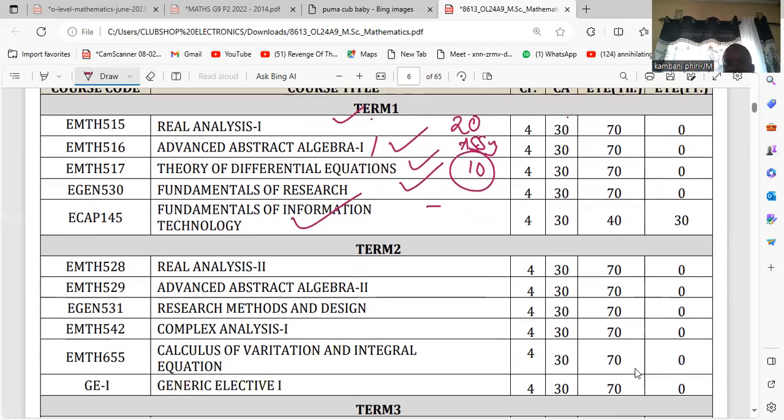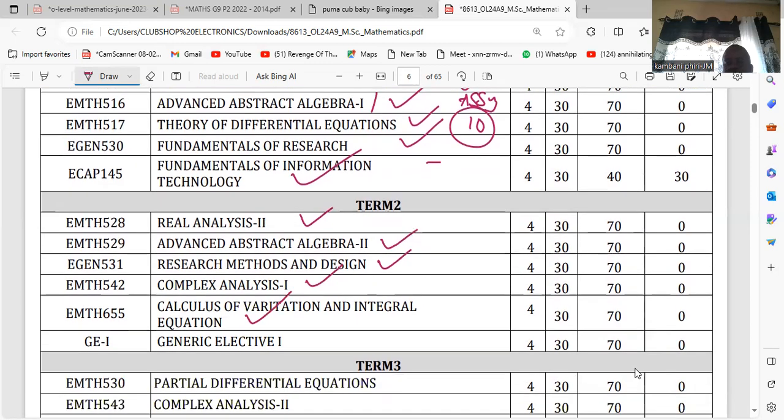Then in the 2nd semester, you continue with real analysis. Then algebra again, you do algebra 2. Then there's research methods and design, where you do a lot of statistical work. Then complex analysis, calculus of variation and integral equations. Then your first GE appears. So if it is finance, you're going to pick one course from finance. For example, international financial management. That is your general elective.